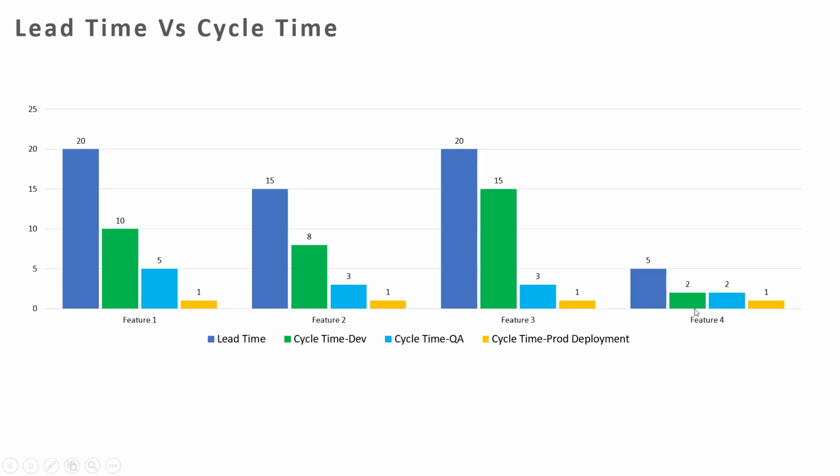And if you see here the fourth product, feature 4, 5 days is the lead time, development has taken 2 days, QA has taken 2 days, production deployment has taken 1 day. Here there is no wastage of time. All the days are effectively utilized. Feature on feature, the wait time has been reduced. Okay, so that is the major difference between wait time and cycle time, lead time and cycle time.